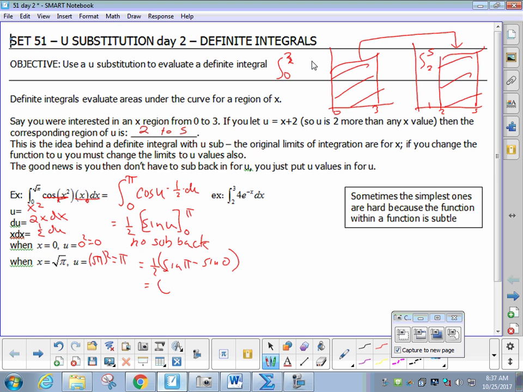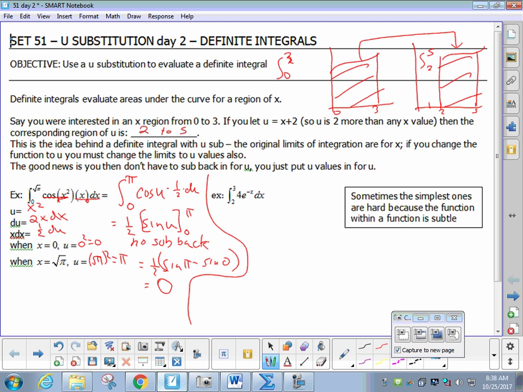Please tell me you know sine of pi. Thank you. It's a little slow there. Okay. That, then, is the idea on a definite integral U sub. You change the limits of integration to match your U.